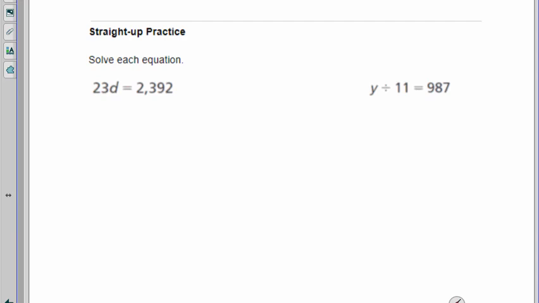Here's some straight up practice. We have 23D equals 2,392. We need to solve for D. What is D equal to? And we have y divided by 11. Again, we want to find out what y is. What is y? So that when you divide it by 11, you get 987. Take a stab at it, and we will talk about it in class.